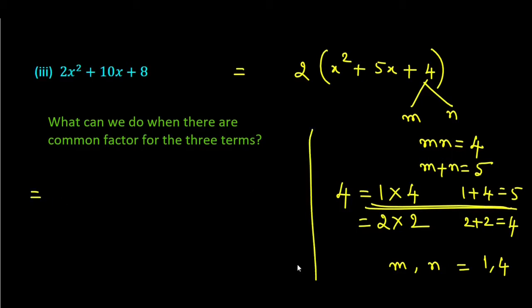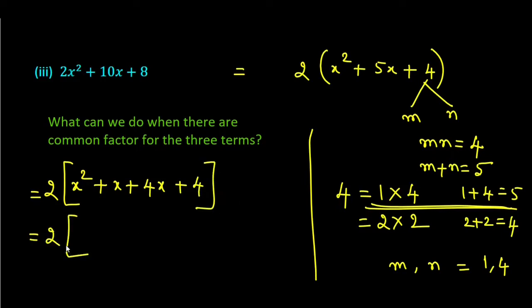This is equal to 2 into x square. We can split 5x as x plus 4x plus 4. 2 as it is. We have x as a common factor for these two terms. So x into, when x is taken as a common factor, we remain with x here and plus 1 here. So x into x plus 1. From these two terms, 4 is the common factor, highest common factor. So 4 into x plus 1.